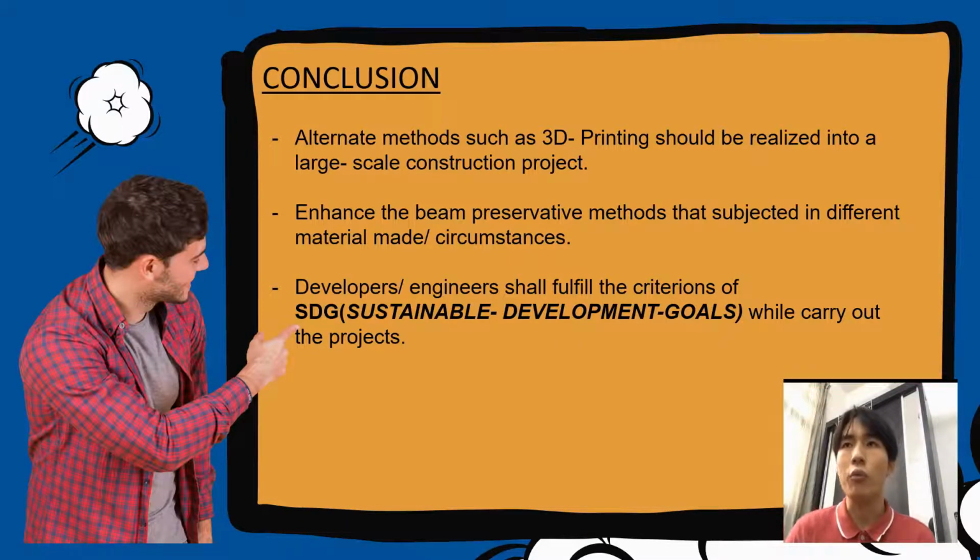Before we end our presentation, let me talk about the conclusion. In short, alternative methods such as 3D printing should be realized in large-scale construction projects. Next, we shall enhance the beam preservative methods subjected to the preferred material or the circumstances. Last, developers or engineers shall fulfill the criteria of the SDGs while carrying out projects.